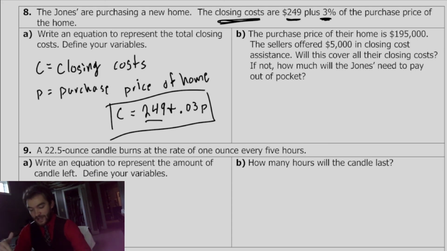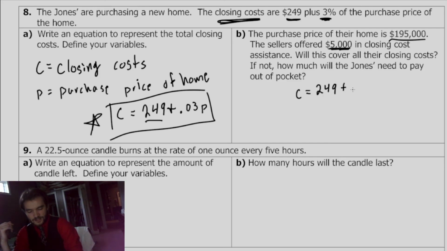All right. Now I have my equation. Now the purchase price of their home is $195,000. The seller offered $5,000 in closing cost assistance, right? Will this cover all of the closing costs? If not, how much will the Jones need to pay out of pocket? So first off, this wants to know, will $5,000 be enough to cover how much their closing cost is going to be? An easy way to find out is just to plug it in, right? So I'm going to figure out closing costs, and that's $249 no matter what, plus 0.03 of 195,000.